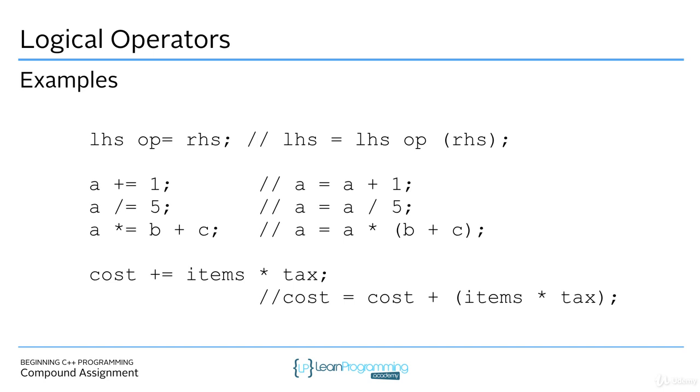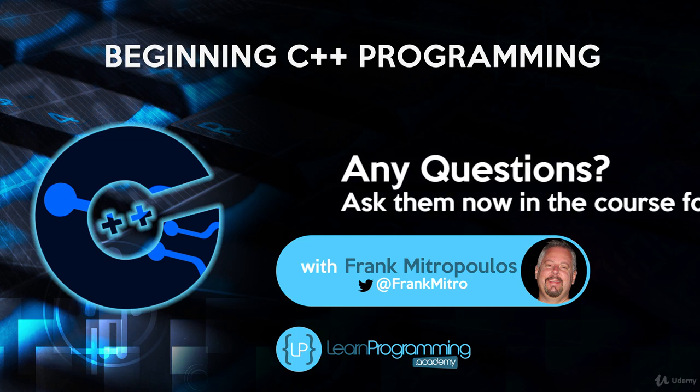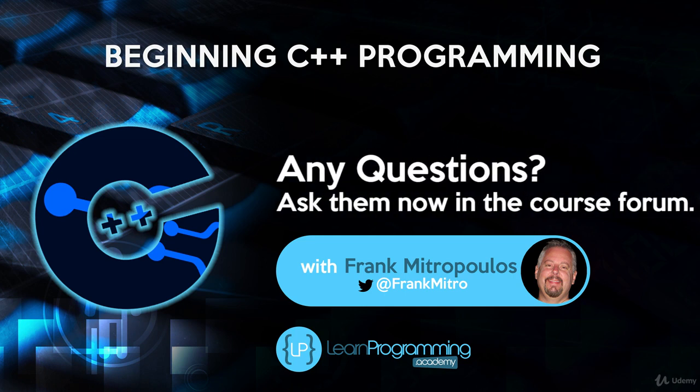The third example shows how the entire right-hand side is evaluated before the operator is applied. In this case, we have a multiplication equal b plus c. This means multiply a by the sum of b plus c. Then store the product back in a. In the last example, we're incrementing cost by the product of item and tax. The best tip I can give you when you write these operators is to think of the right-hand side as being inside parentheses, and you'll always have it right.